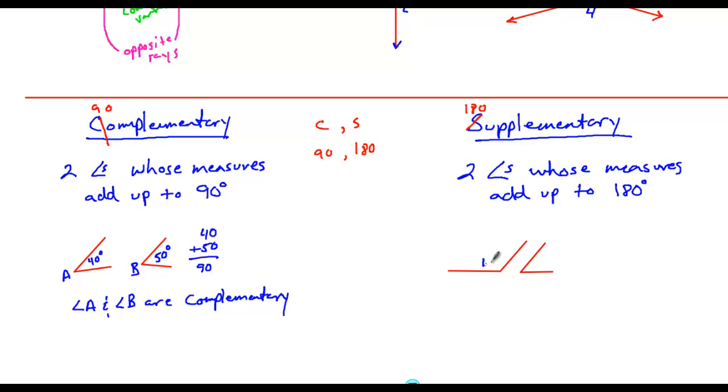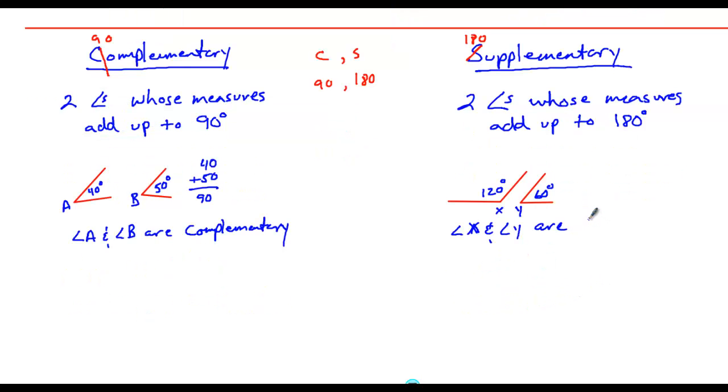Maybe this one is 120 degrees. This one is, not 160 degrees. This one is 60 degrees. Okay, so this would be angle X and angle Y. So we'd say that angle X and angle Y are supplementary. Angle X and angle Y are supplementary.